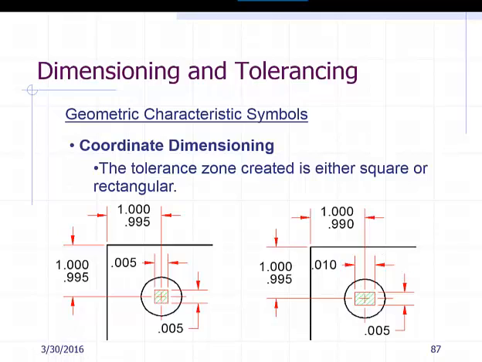So thus far we've been doing coordinate dimensioning, and essentially that gives us a rectangular tolerance zone. So if I'm calling out where the center of this circular feature is, I've got a tolerance of 5 thousandths here, so that gives me a tolerance zone this direction of 5 thousandths, and then same thing vertically. So the center of that axis can fit anywhere within that square. Or in this case, it's a rectangular one. But that's essentially what we're saying when we are calling out a shape based on linear dimensions.